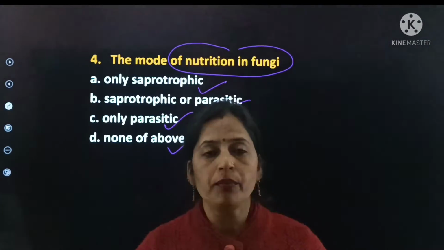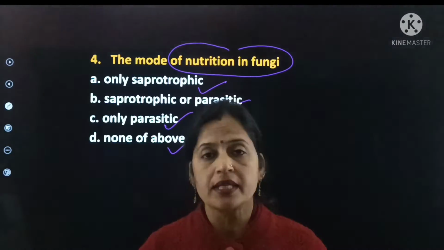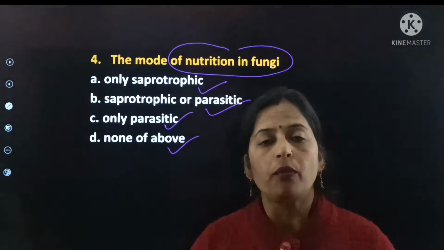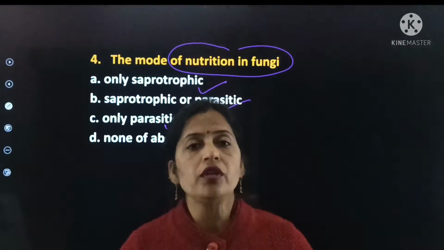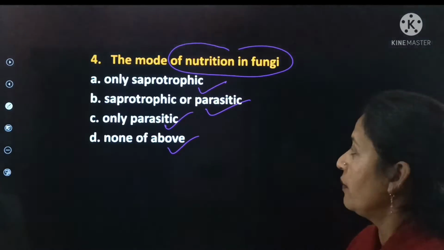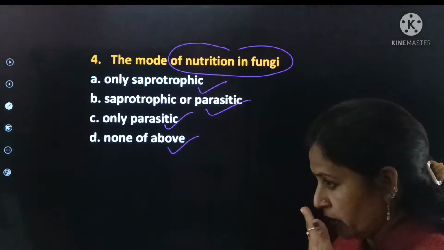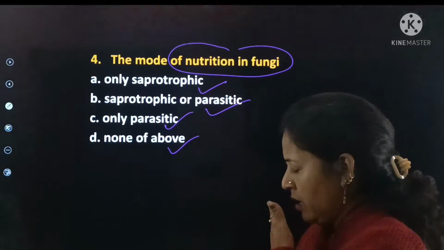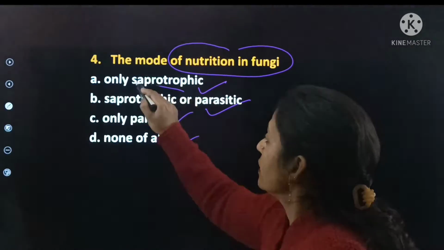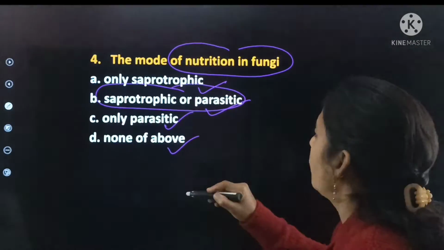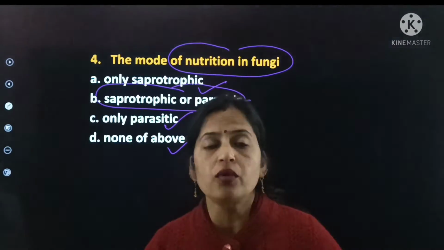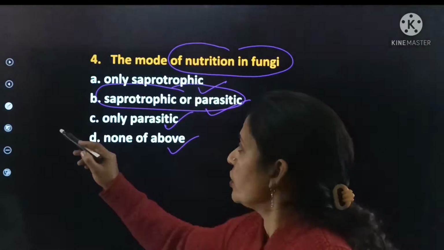या तो वो टोटली सेप्रोट्रॉपिक है, या फिर सेप्रोट्रॉपिक या पैरासिटिक है, या फिर वो सिर्फ पैरासिटिक ही है, या फिर इनमें से कोई भी ऑप्शन सही नहीं है। तो जो मोड ऑफ न्यूट्रिशन है फंजाई के केस में वो आपका क्या है, सेप्रोट्रॉपिक या फिर पैरासिटिक। So here the mode of nutrition in fungi is saprotrophic or parasitic. So this is the accurate mode of nutrition.